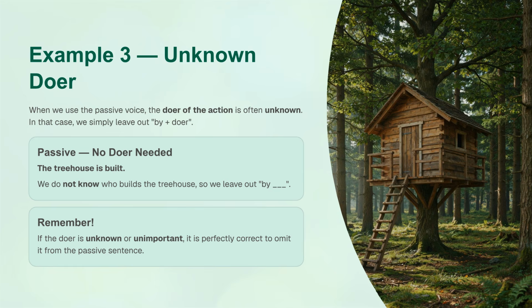Our third example shows what happens when we have an unknown doer. When we use the passive voice, the person doing the action is often unknown. In that case, we simply leave out by and the doer. Look at this sentence. The treehouse is built. We do not know who builds the treehouse, so we leave off by at the end. Remember, if the doer is unknown or not important, it is perfectly correct to leave them out of your passive sentence.